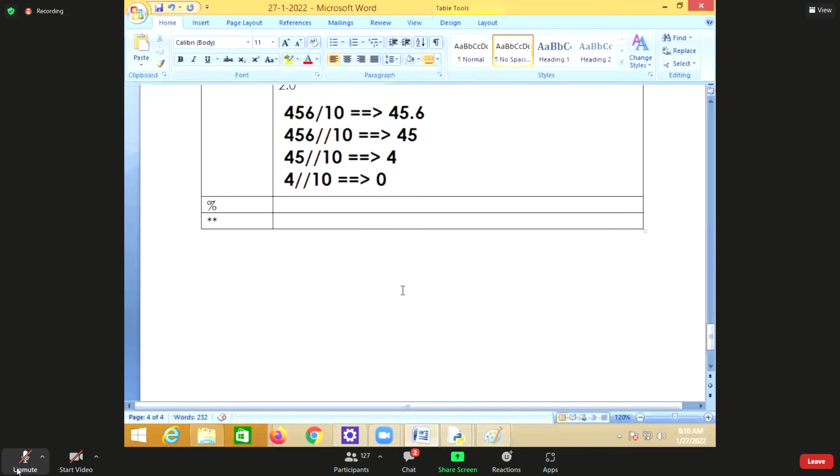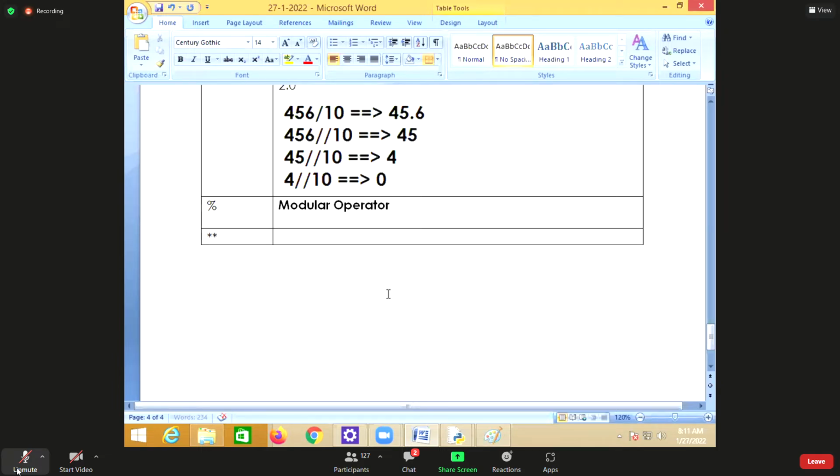There is one more operator which is called percentage. The percentage is called the modulus operator, or modular operator. Now this operator divides two numbers and gets the remainder.